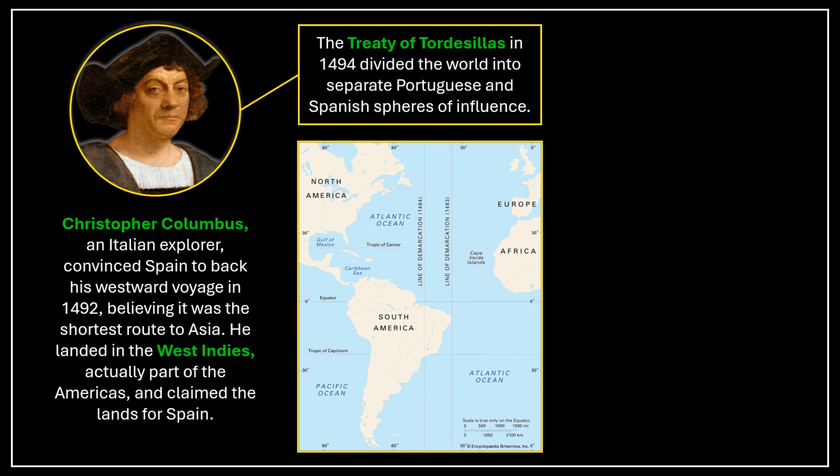They're happy to do that because they have found a ton of gold. And Portugal's happy with the East because at this moment they control the spice trade. So they figure this is a good way to keep the relationship between the 2 countries solid and both get what they want out of it. So the Treaty of Tordesillas divides the world, separates the Spanish and Portuguese spheres of influence.